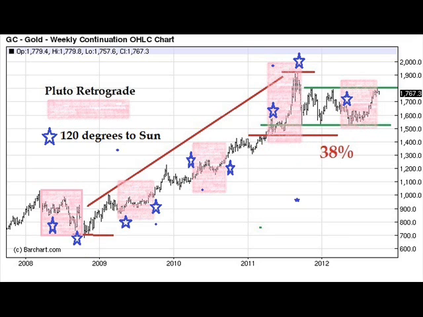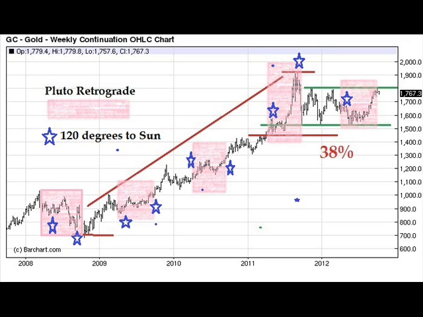And finally, here's one last look at our weekly chart. What I've done this time, using blue stars, is indicated those periods of time when the planet Pluto is 120 degrees in aspect to the Sun, or stating it another way, these are the times when Pluto is 3 zodiac signs different from the Sun.